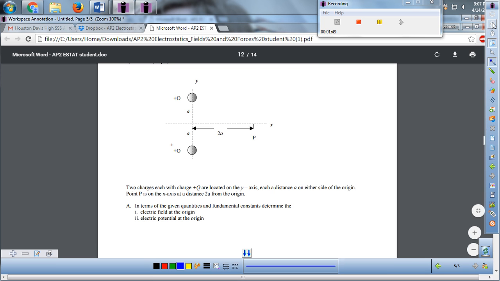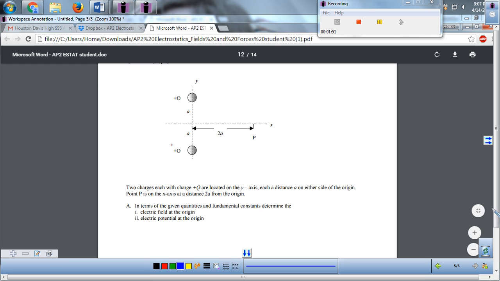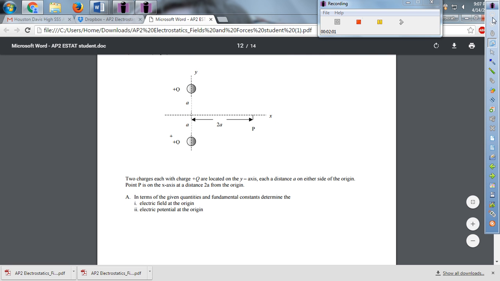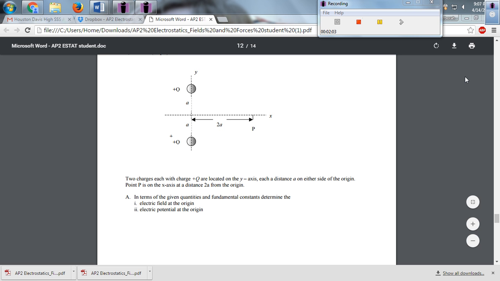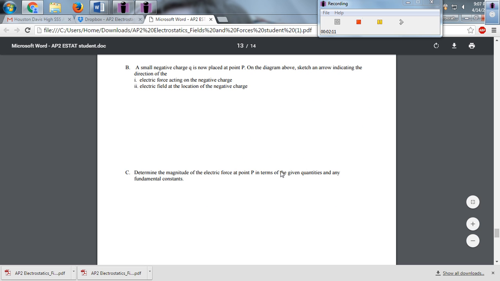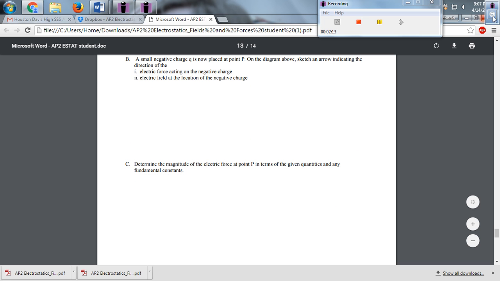Okay. Now we're going to scroll up and figure out what's going on with part B. And it's been so long since I've done these, I'm really struggling with trying to remember what to do to go here and there, but we'll get it. Okay, so part B. Part B now says a small negative charge is placed at point P. Okay, so let's draw that.